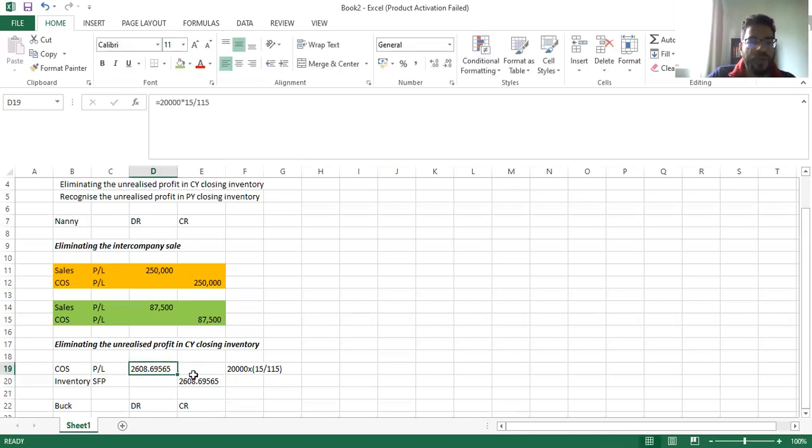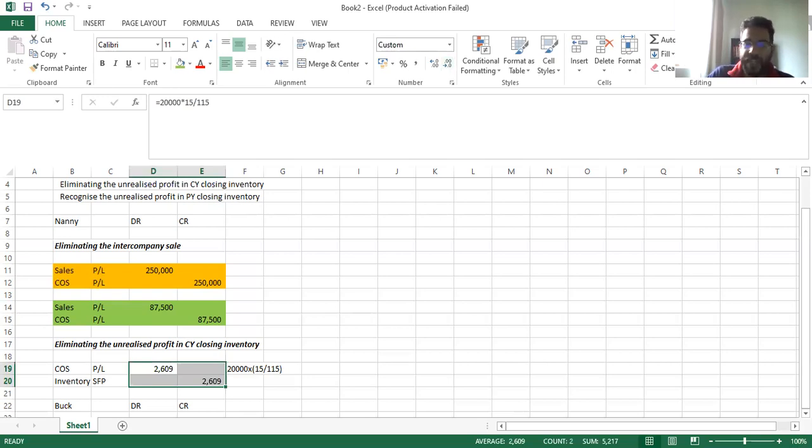What's important to note, we eliminate the full 100%. Why? This example is the parent subsidiary relationship. Remember, we bring on 100% of the subsidiary. So therefore, the full intercompany unrealized profit is considered unrealized. Why? Because the full transaction is considered intercompany. 100% of the transaction is considered intercompany. Therefore, we remove 100% of the unrealized profit.